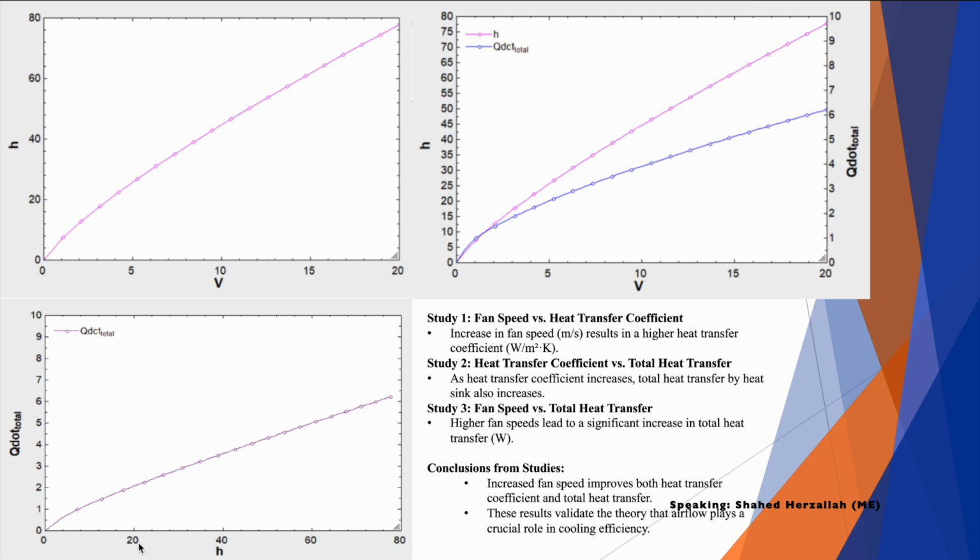In study 1, the plot shows that as fan speed increases, the heat transfer coefficient also increases. In study 2, the graph shows an increase in the heat transfer coefficient leads to a higher total heat transfer. In study 3, the graph shows the combined effect of fan speed and heat transfer coefficient improves overall heat dissipation. In summary, the studies validate theoretical predictions, showing that a higher fan speed and heat transfer coefficient improve cooling and system effectiveness.